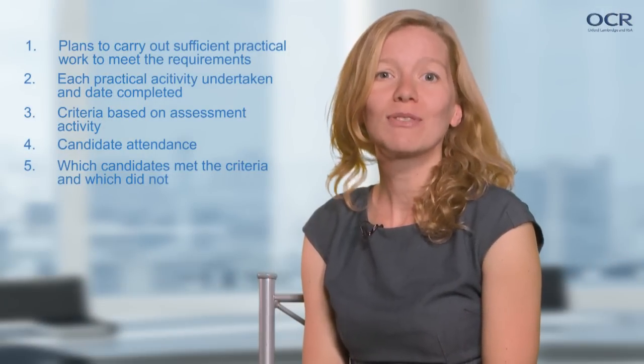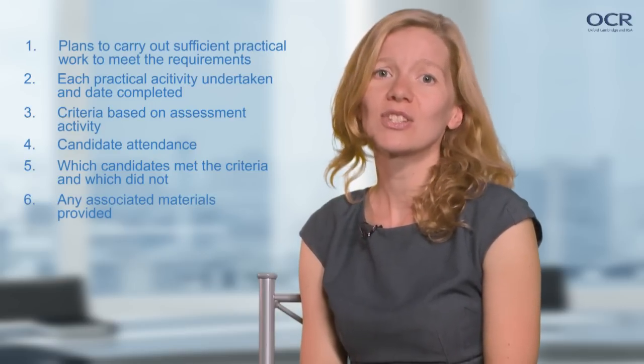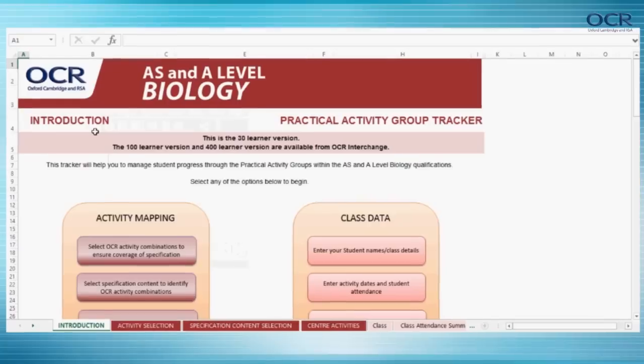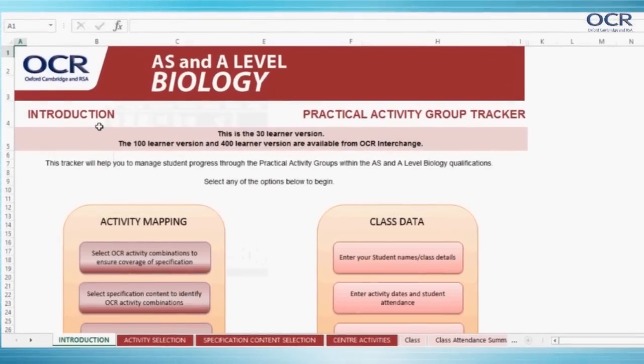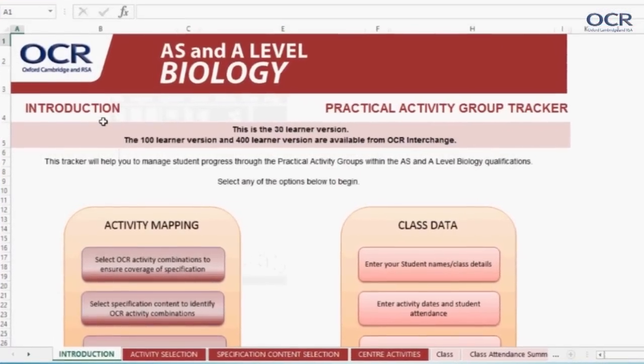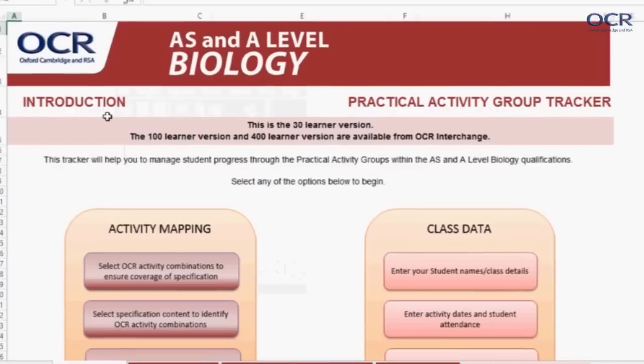Finally, you will need to have available any associated materials provided for each practical activity, such as written records or worksheets. We have produced a tracker spreadsheet for each science that you may find useful in keeping track of the activities you have completed, student attendance and performance against identified criteria. The tracker is set up to save you a lot of effort, in particular if you use activities provided by OCR. You can also add additional activities and map these against the requirements. The OCR trackers are available to be downloaded from Interchange.